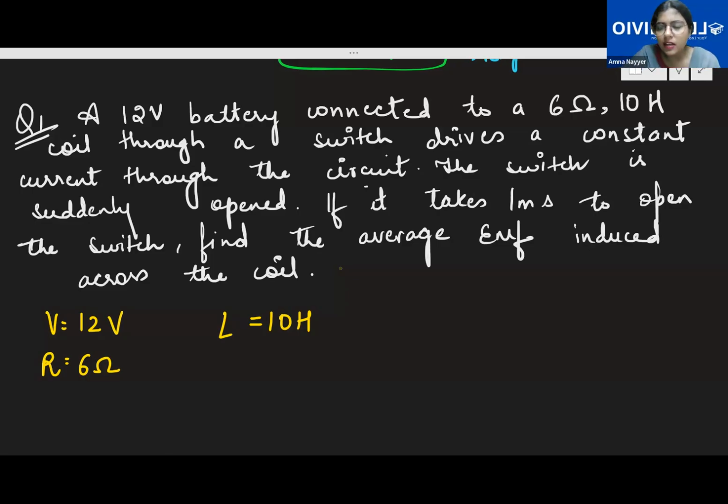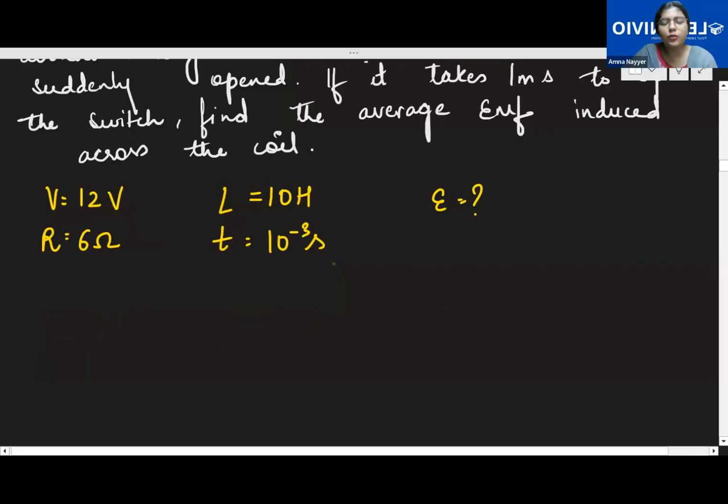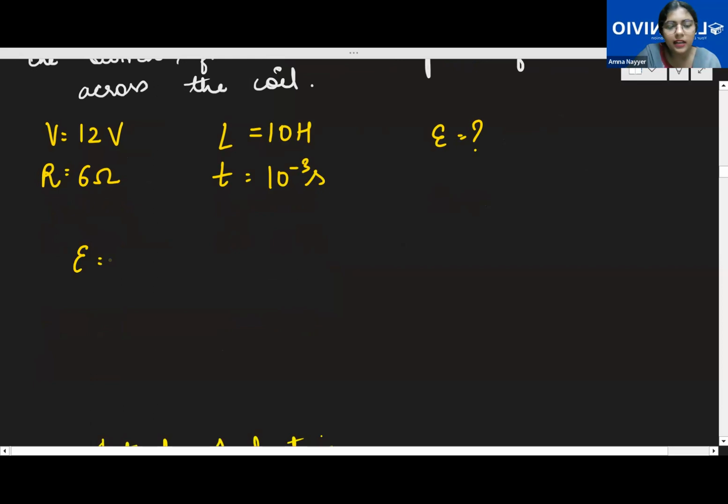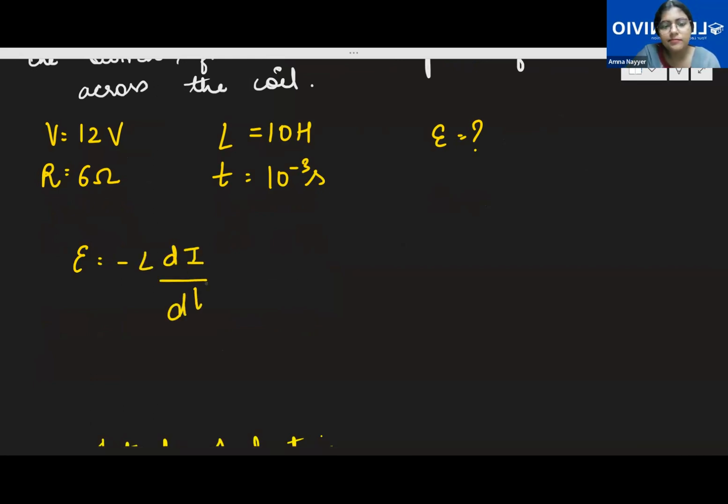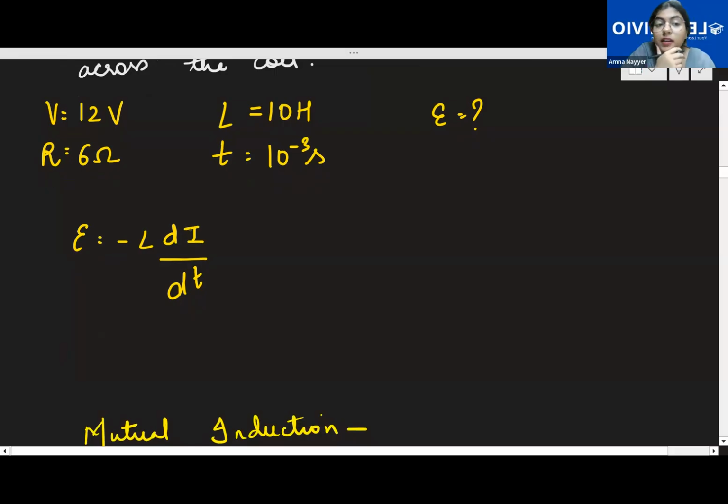There isn't much else in the question. Time is given as 1 millisecond, that is 10 to the power minus 3 seconds. We just have to find the induced EMF. Induced EMF is equal to minus d phi over dt, that is minus L di over dt. Current is missing. Ubaidullah, can you tell a way to find the current using the data I have written? You just require this. From V equals i R, the current is 12 by 6.